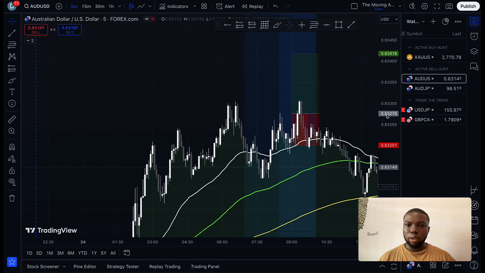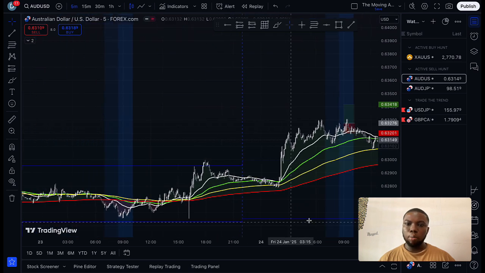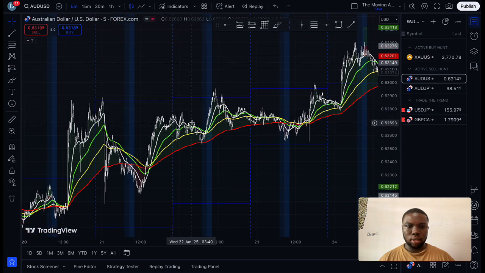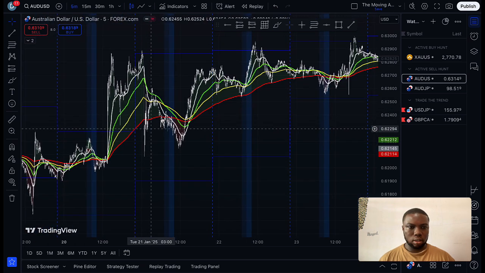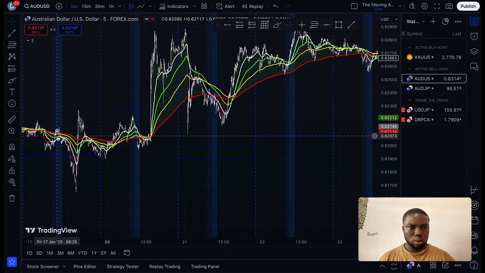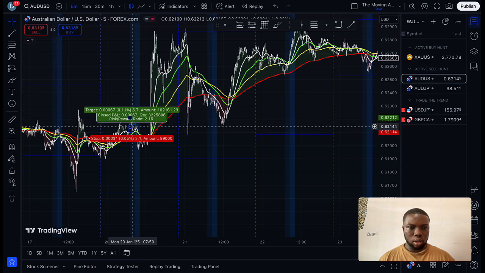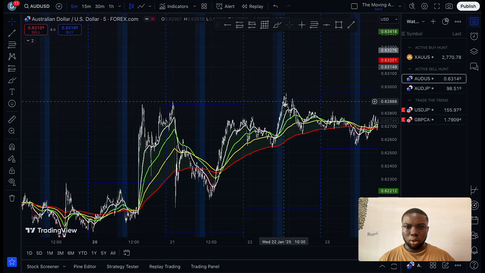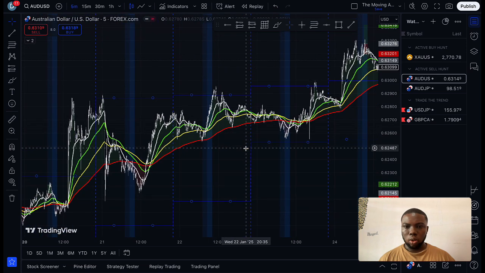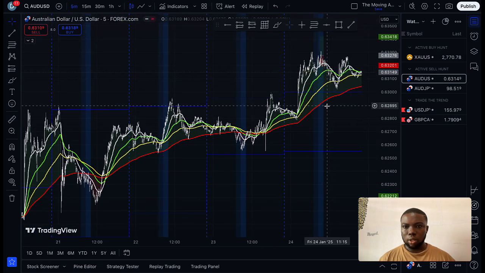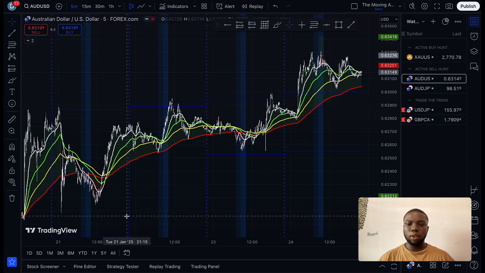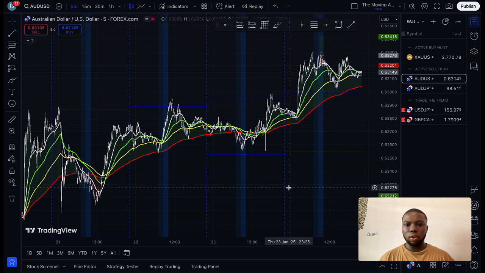All in all, I think we had 3 possible trades, because we didn't take any last week. We had one on the Monday. There was a possible one on the Wednesday too that we didn't take, and then there was a loss on Friday. So that's it for Australian dollar, US dollar for the week 20th to 24th January.